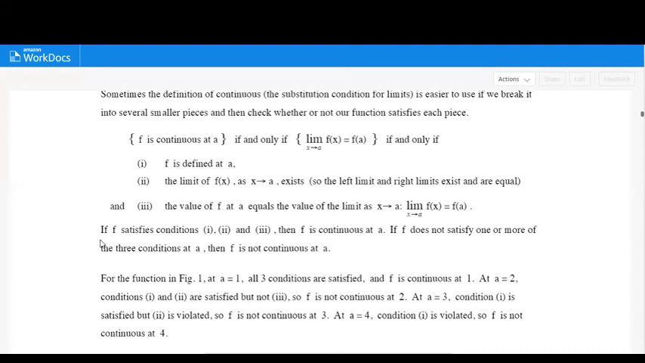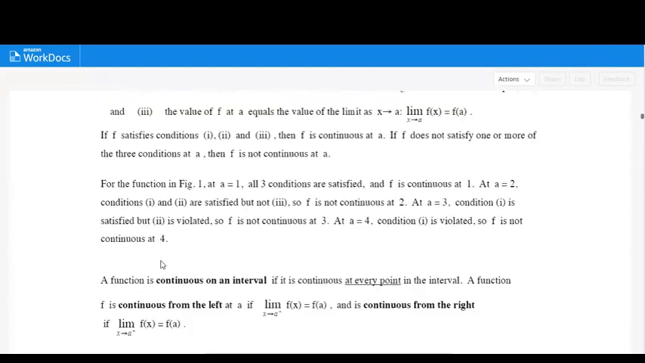So if the function satisfies conditions 1, 2, and 3, then f is continuous at a. So kapag nasatisfy natin itong tatlong conditions na nandito, we can say that the function is continuous. Pero kung hindi naman, or kumbaga may hindi na-satisfy na kahit isang condition dito, then we can say that the function is not continuous at a.